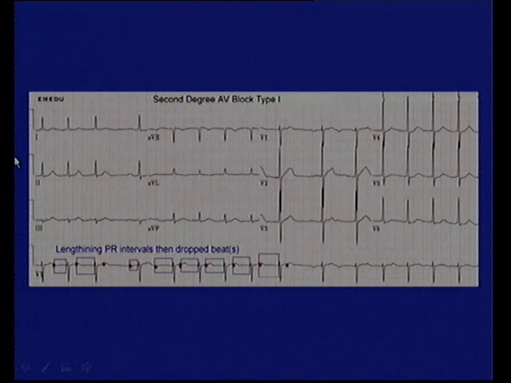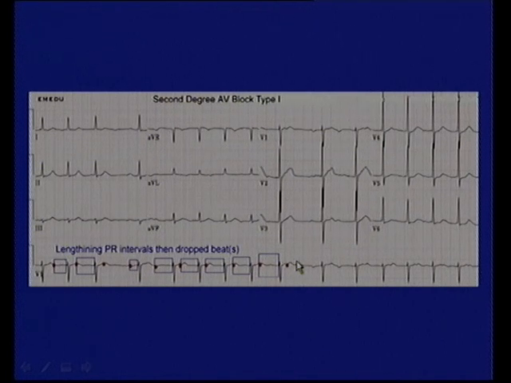Okay, now look at the red ones, which are the P waves. So we will start from here. This is the PR interval, then this is the PR interval, then this is the PR interval. What is happening to the PR interval? It is progressively increasing, and after this P wave there is no QRS, so a beat is getting dropped.